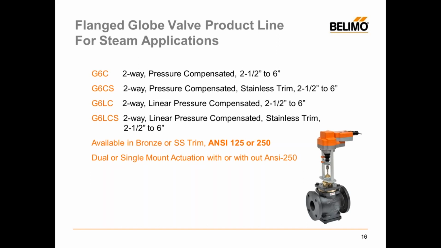The G6LC and the LCS, linear. Linear valves are commonly used in steam applications and commonly only for high pressure. A lot of engineers and a lot of users like to use equal percent valves on low pressure steam to get better control of the lower flows. So there's two schools of thought, but we do have the linear valves when the engineer specs linear on the larger product, and that would be on high pressure heat exchangers. We also have those valves available in ANSI 125 and ANSI 250 for higher pressure applications.